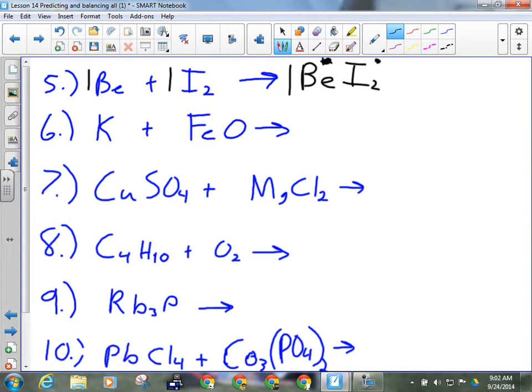All right, for number 6, I have a metal, an element, a metal, reacting with an ionic compound. Okay, Sadie, what kind of reaction is that? Single replacement, right. Okay, so in a single replacement reaction, I have to switch the things that are alike. Potassium is a metal, iron is a metal. That means iron will end up by itself, and potassium will end up with oxygen.